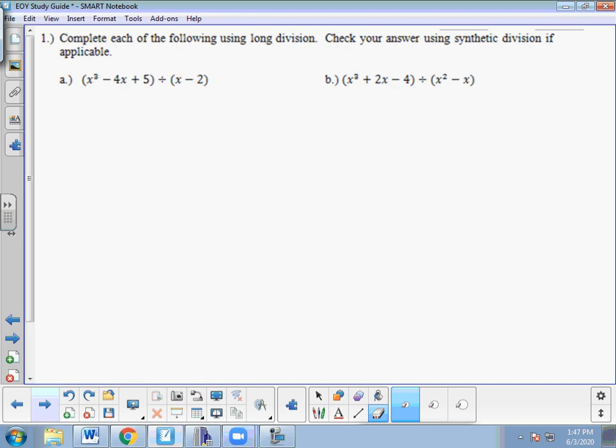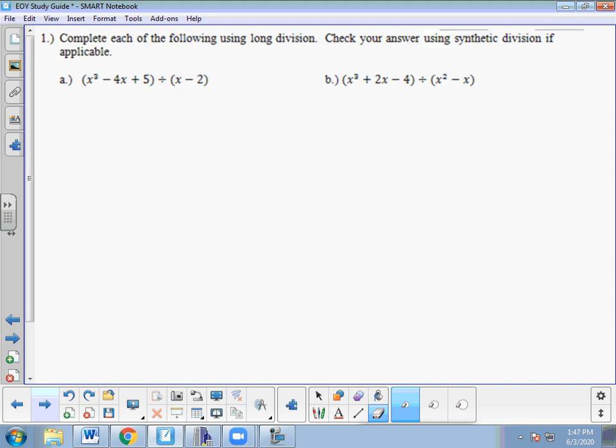The first problem tells us to complete each of the following using long division and then to check our answer using synthetic division if applicable. So long division and synthetic division are both important. We need to use both. Synthetic division is definitely faster, but sometimes we can't use synthetic division, which we will see in this problem, and then we have to use long division.